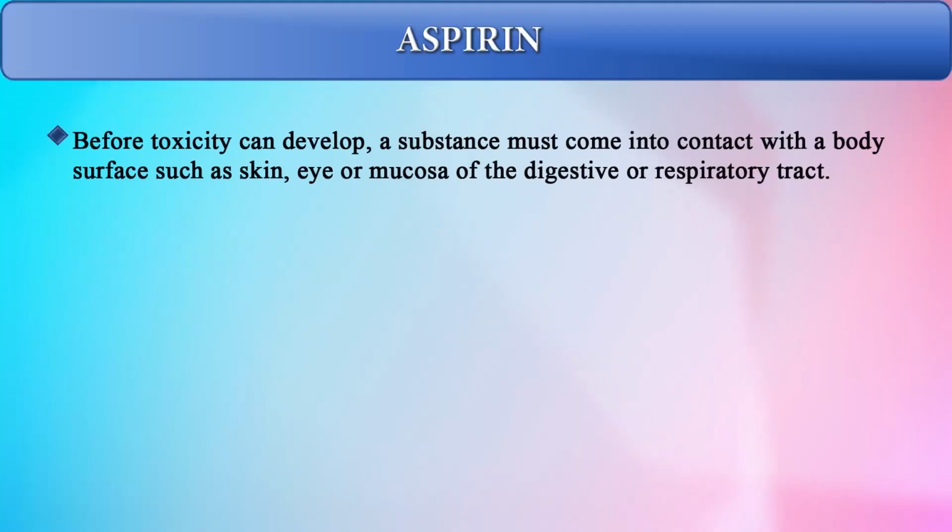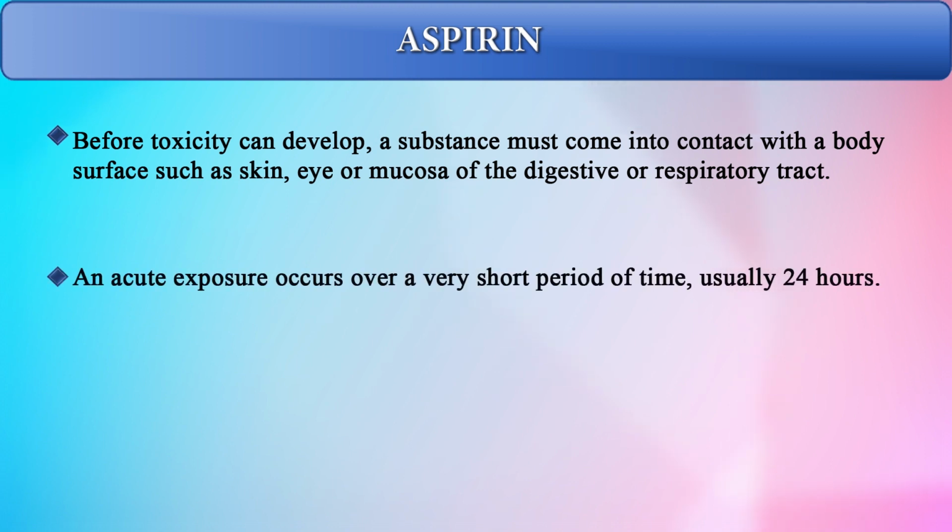In many countries, even as early as 1985 or so, aspirin has been banned, but in some countries it is still being used. Before the toxicity of it can develop, a substance must actually come into contact with the body surface. For example, it should either be ingested, inhaled, or absorbed in the human system. So the toxicant has to come in contact with the body surface, such as your skin, the eye, or the mucosa of the digestive or the respiratory tract.